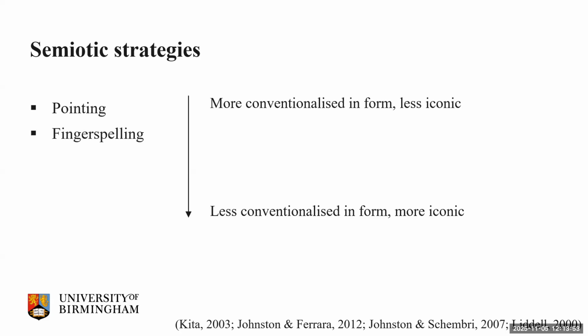Finger spelling. This is a system of highly conventionalized informed signs that represent letters from the writing system of the surrounding spoken language. So some sign languages have a one-handed system like ASL, American Sign Language. Some sign languages have a two-handed system like BSL. Some sign languages don't have any finger spelling system like KQSL.